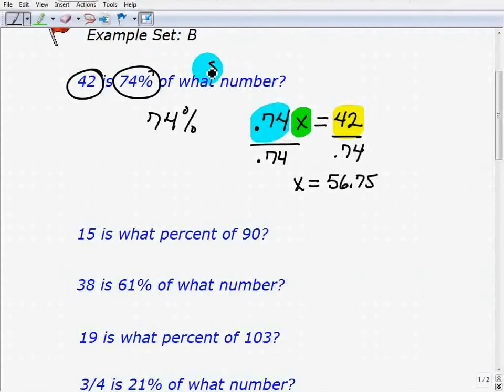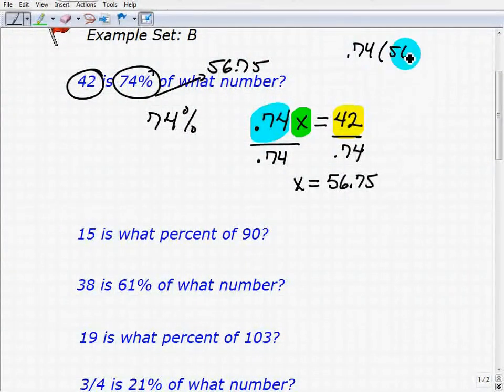So 42, okay, or let's look at the number this way. 74% of 56.75 is 42. All right. So let's just find 74% of 56.75. How do you do that? Well, take 0.74, multiply it by 56.75, and what do you get? You get 42.